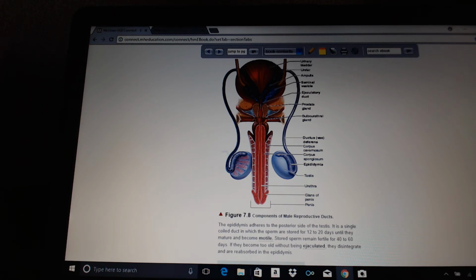Some of the other structures that we will talk about are the glans penis. That's the head of the penis. It would be covered by the foreskin if the male was uncircumcised. And of course, the removal of that foreskin is the process of circumcision. These are the major structures associated with the male reproductive system.